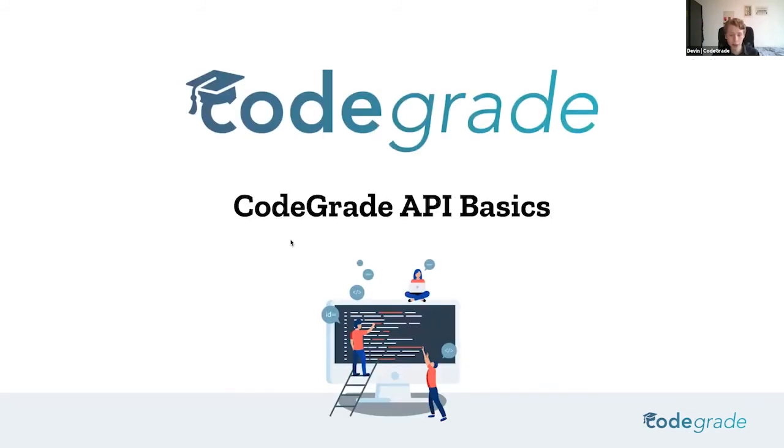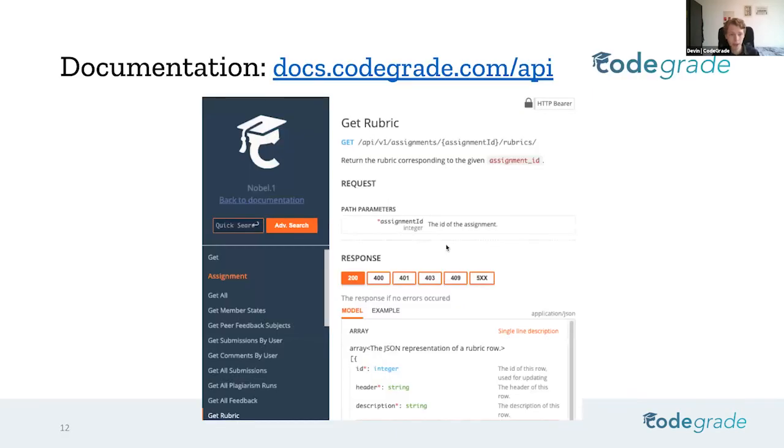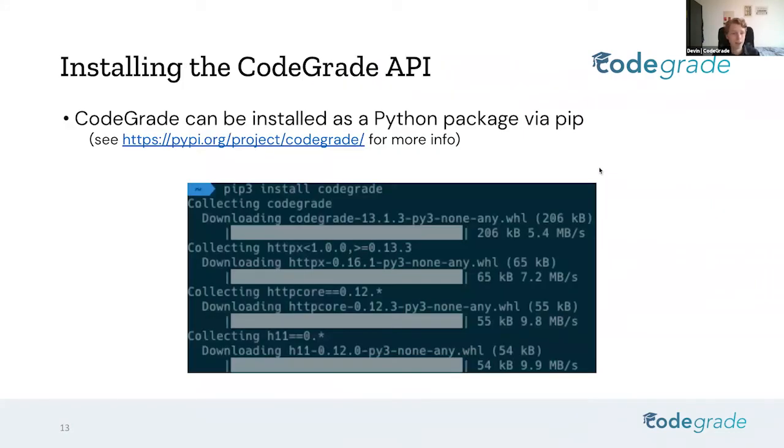All right, so let's start with the basics. And as part of the new update that Thomas just mentioned, we have an updated API documentation as well, which you can find on docs.codegrade.com/API, which shows you all the functions and all the commands that you can use. So definitely check that out when you're using the API. Then to use the API, you can download it as a Python package, and it's available on PyPI, where you can also find some more information about it.